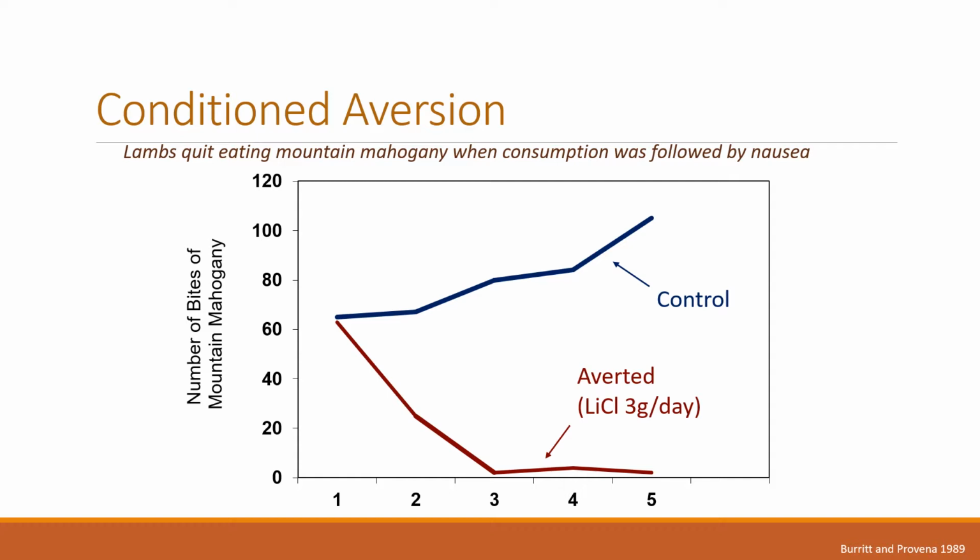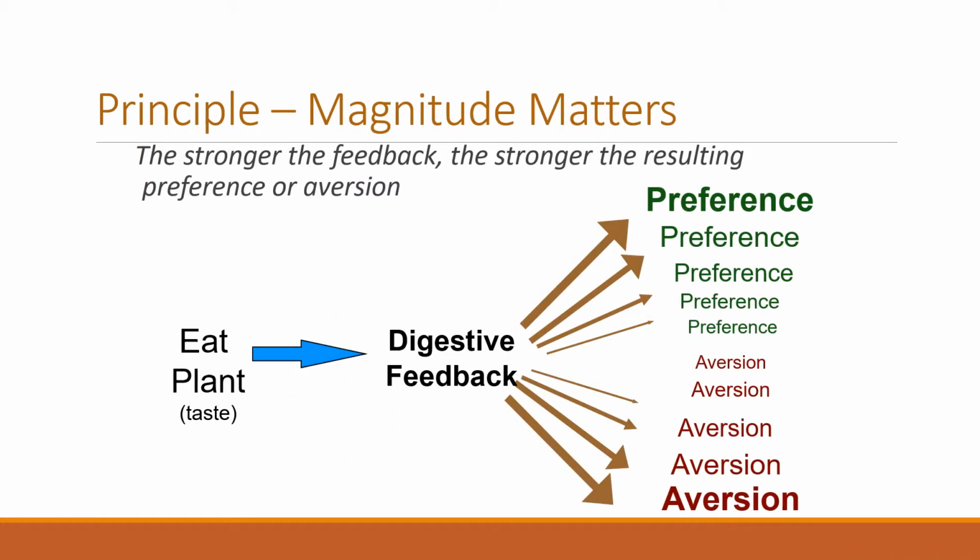By day 3, almost none of those sheep even touched the mountain mahogany because they knew it was going to make them sick. And this lasted 4 or 5 days of the trial. Notice the control: every day of the trial, the sheep ate a little bit more. That was because every time they ate it, they got some positive feedback. They got some energy from those fleshy leaves. So they were forming a preference for the food, while the ones that got lithium chloride were forming an aversion.